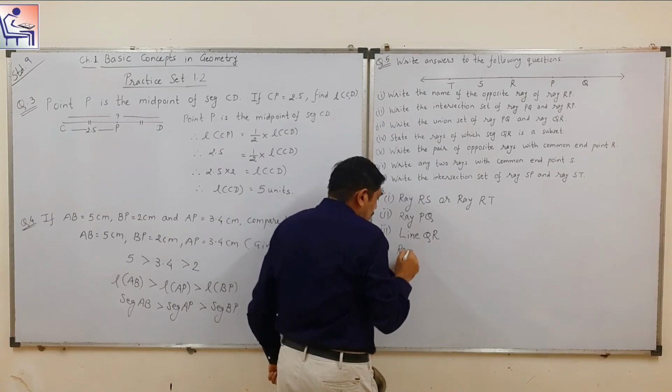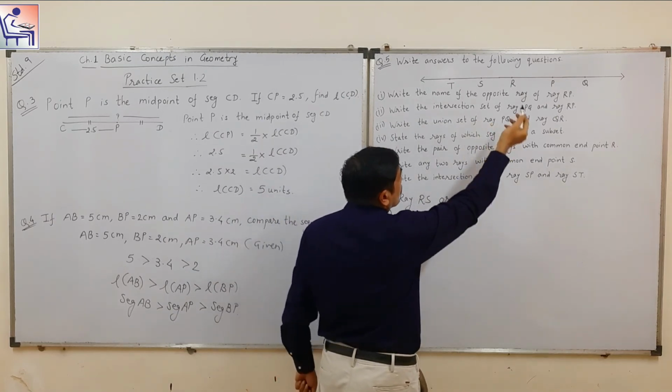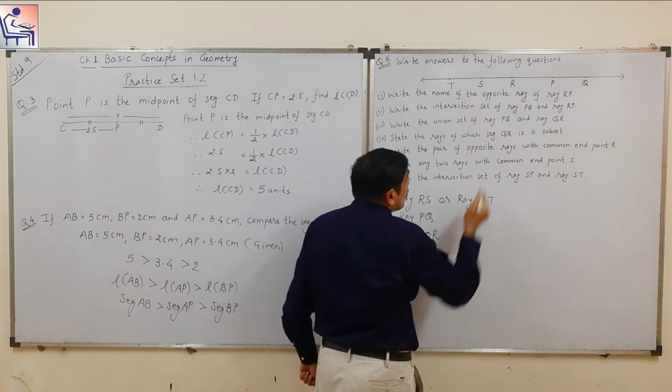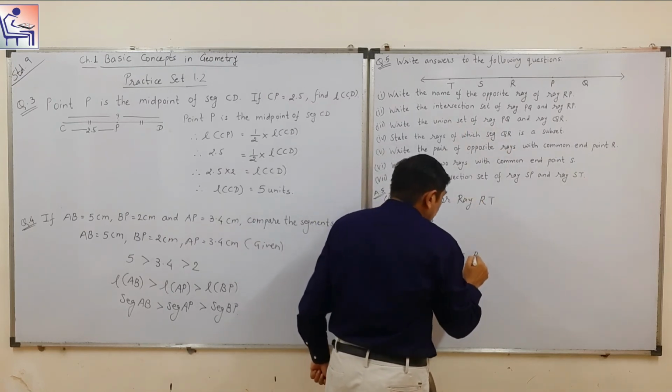The first one is ray QR, okay, because it covers your segment QR. Then ray QS, then ray QT.